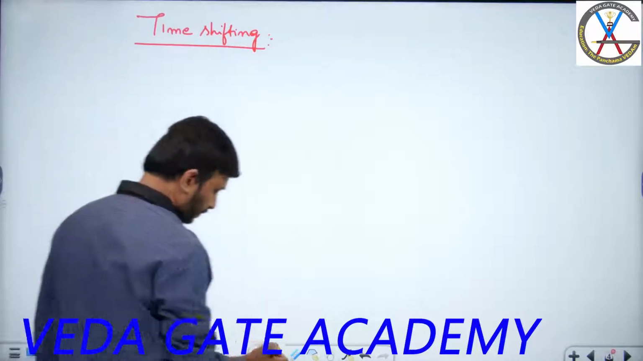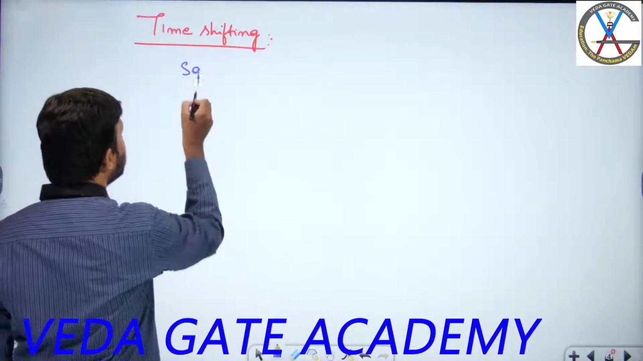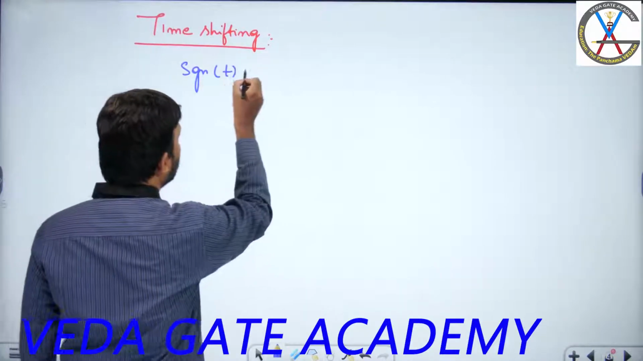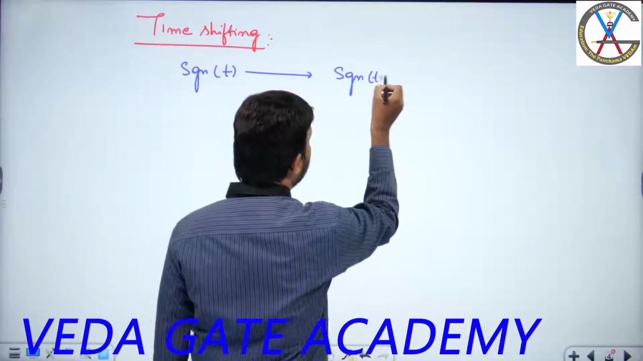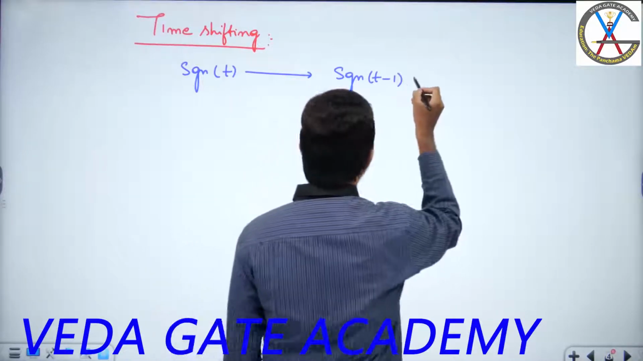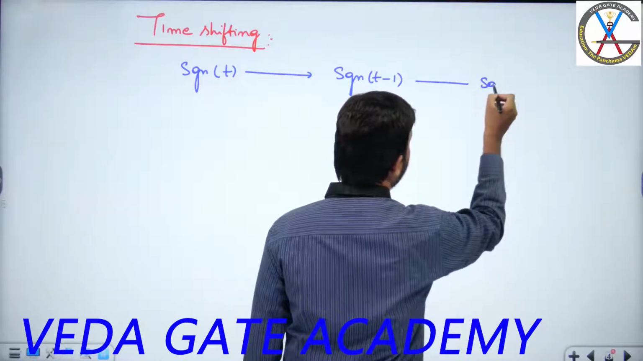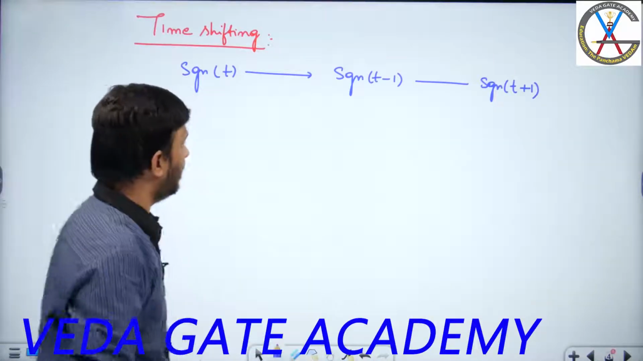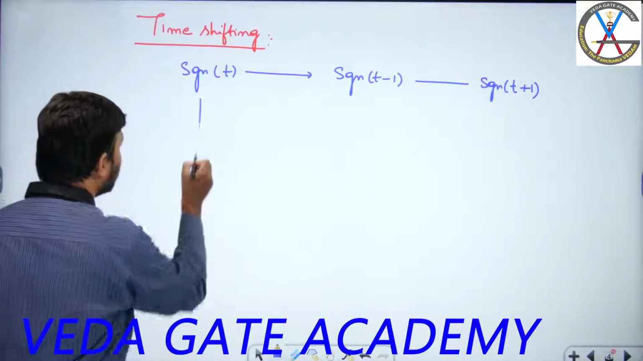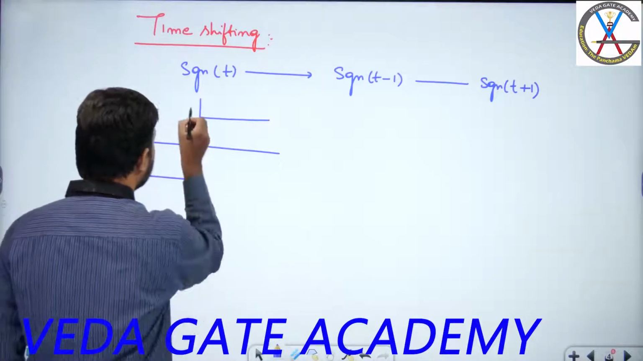Observe here. Suppose if you are given signum of t, try to get signum of t minus 1 and signum of t plus 1 also you try to get. Signum of t plus 1. Now signum t means, what is the shape? This is the shape. Signum t.